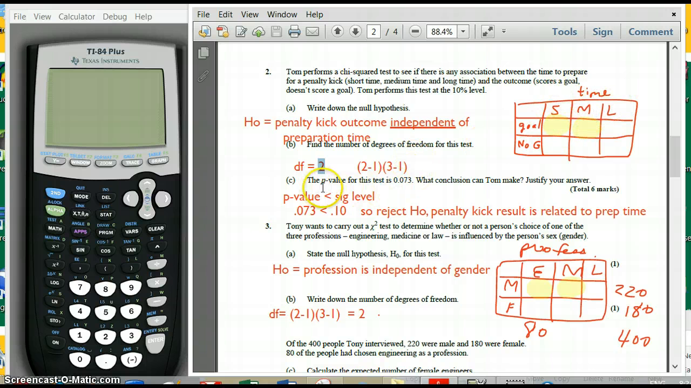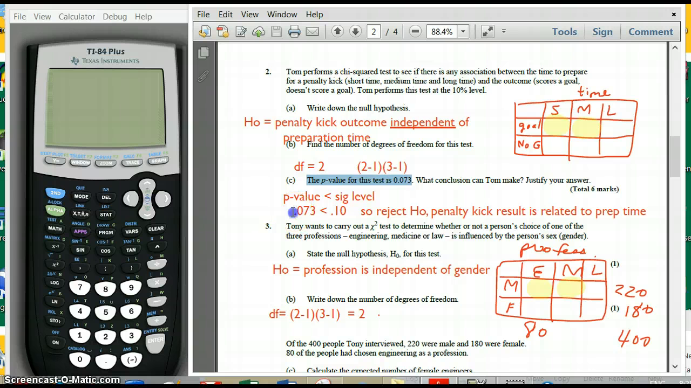Okay? The p-value for this test is 0.073. What conclusion can Tom make? Justify your answer. So here they're just giving you the p-value again. When you did the book problems, you actually calculated the p-value using your calculator. In this case, they're already giving it to you. They're just saying, how do you interpret it?